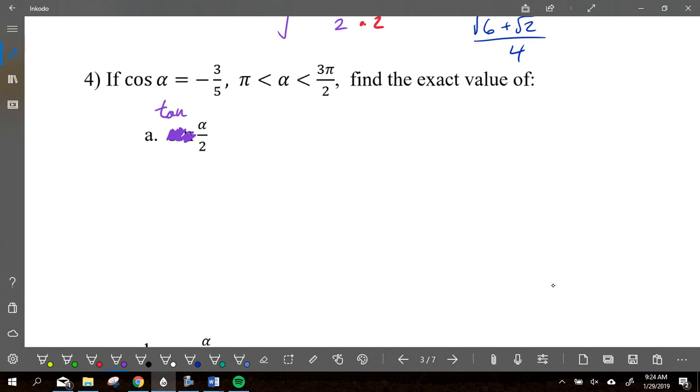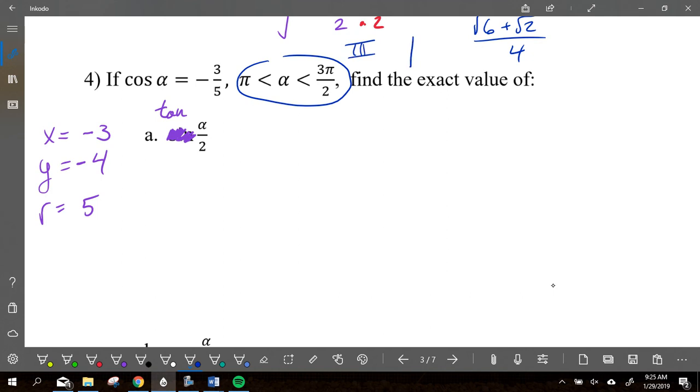So just like before, we're going to start this guy off by doing x, y, r. I'm going to go fast here because we're running out of time. Cosine's negative 3/5, so that means my x is negative 3, my r is 5, my y is going to be 4. Thumbs up, thumbs down. What's my y value going to be? Positive or negative? Mackenzie, how do you know it's negative? It's in the third quadrant. If you're between pi and 3 pi over 2, you're in the third quadrant. And if you're in the third quadrant, your x and y are both negative.